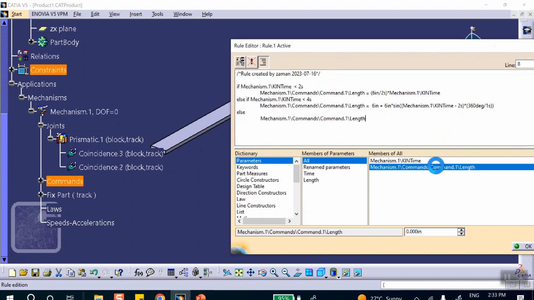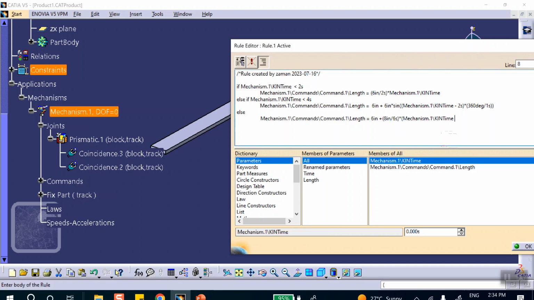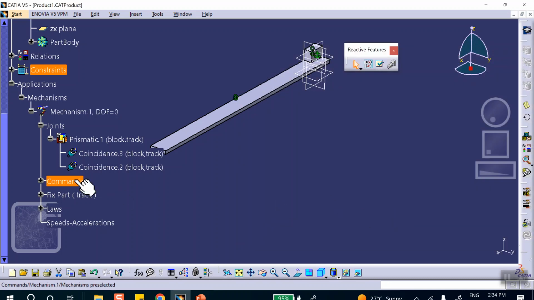So the length is equal to 6 inches plus, what is that thing? We said that it's 8 inches in 6 seconds times parentheses time minus 4s. Remember, I forgot the s? Okay. Hopefully, all the parentheses are matching. There are no typos, etc. And we say okay. Yeah, no problem.